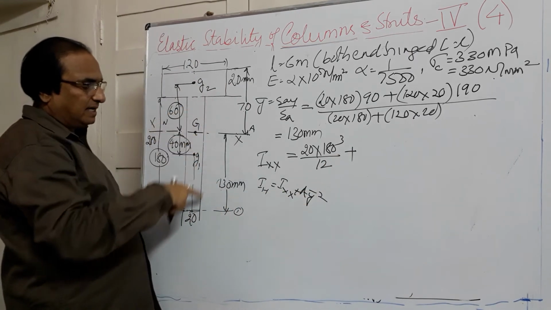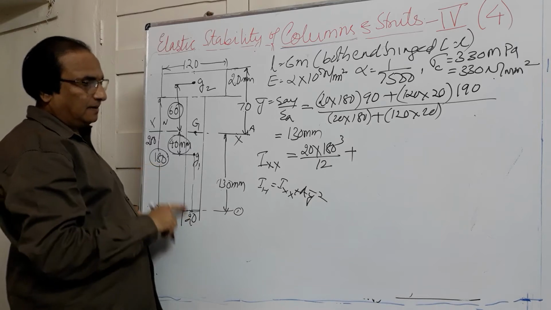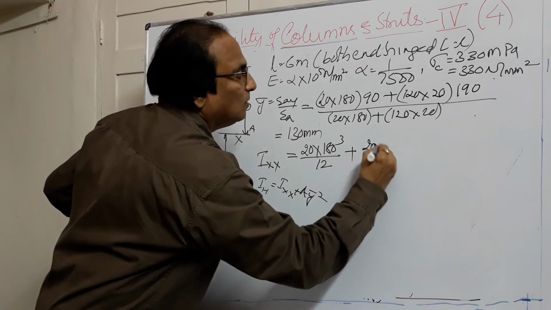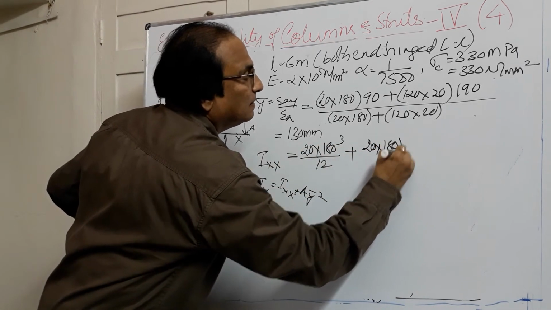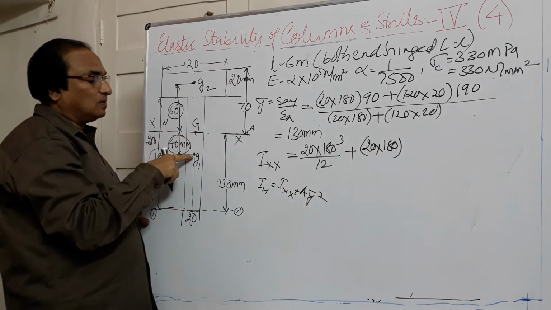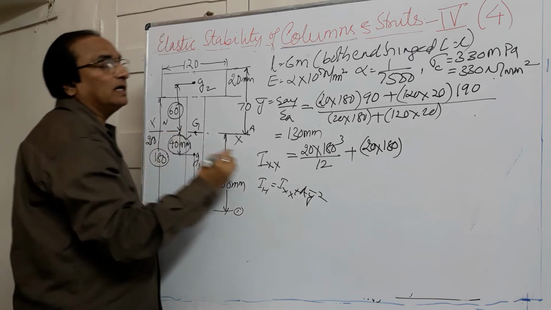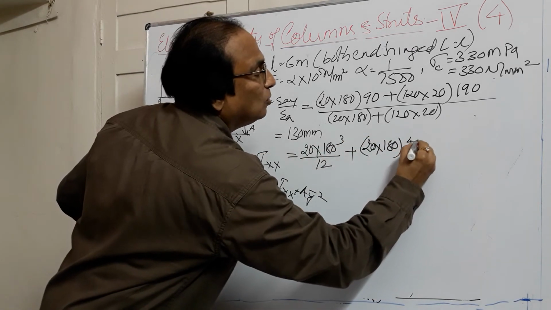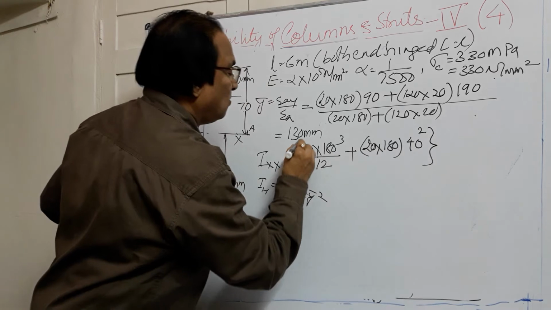So what is this area? 20 by 180. Area times y bar square. y bar is the distance of the component from the neutral axis, and this distance is 40. So into 40, don't forget to square. This is for G1.